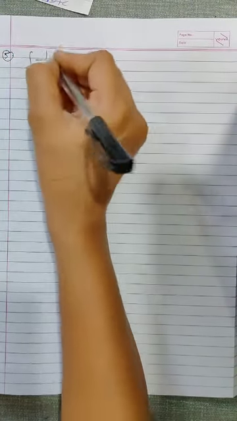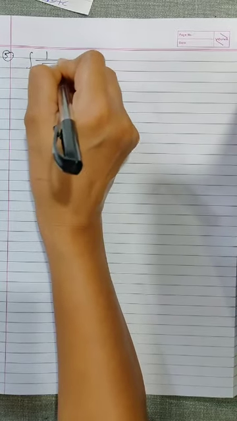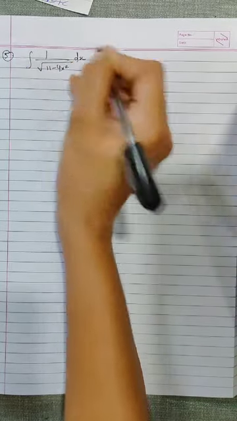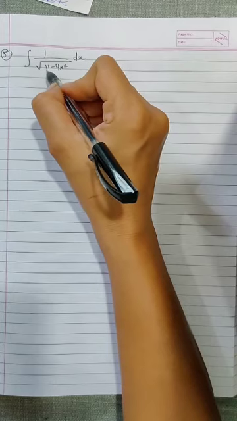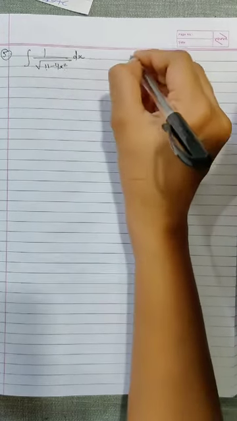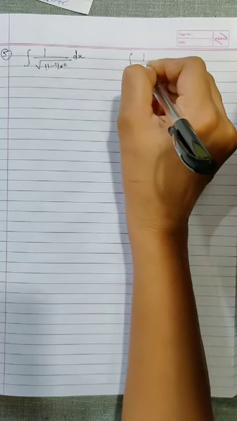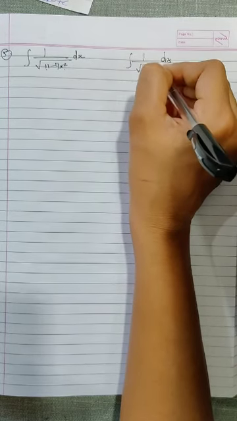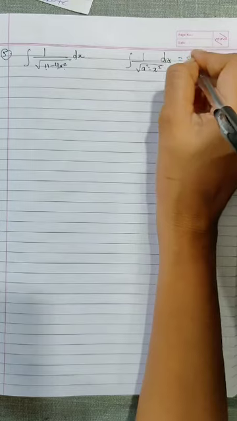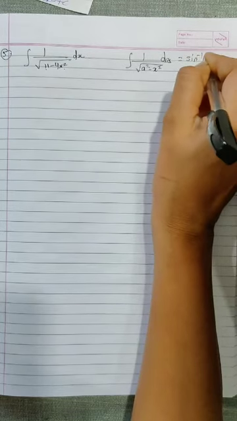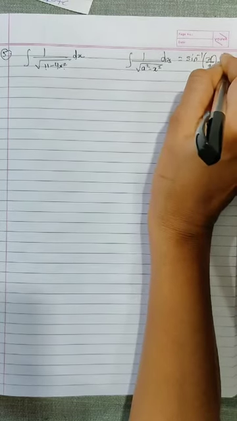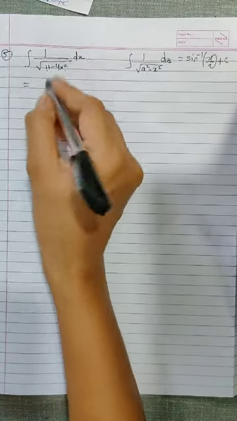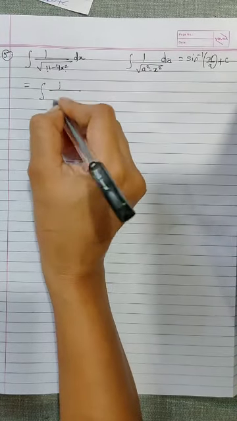Integration 1 upon under root 11 minus 4x square dx. Now the first term is constant and then variable x. So it is of the form 1 upon under root a square minus x square dx. What is that? It is sine inverse of x by a plus c.